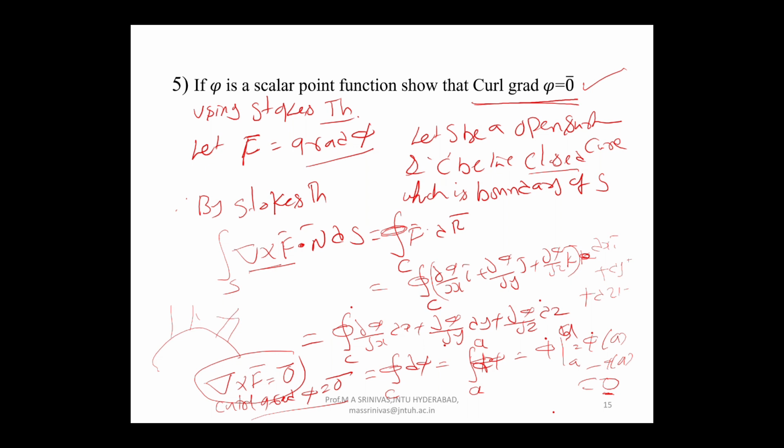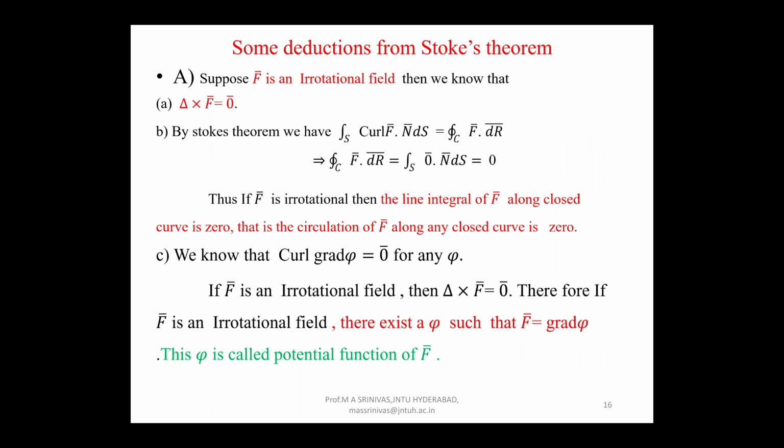Now, it's a very important topic. So far, from your fourth unit, you learned that a vector is said to be irrotational if its curl f bar is a null vector.